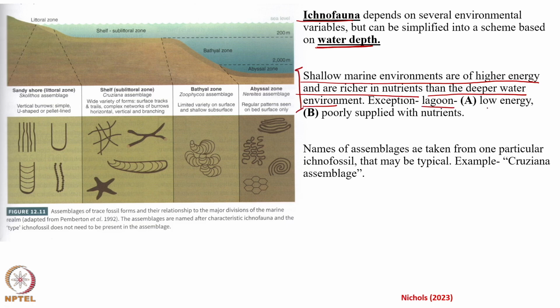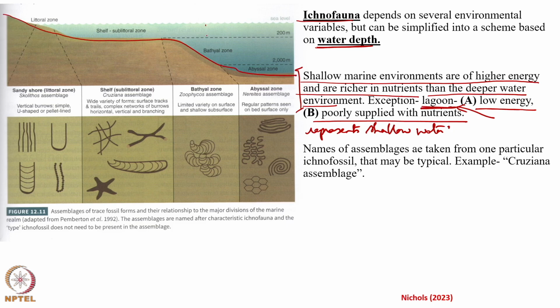The exception is the lagoon, which is a place of low energy and poorly supplied with nutrients, yet it is of the shallow water. It represents a shallow water regime. Even though in a lagoon it is a shallow water regime, it is a place of low energy, limited movement of water, and they are poorly supplied with nutrients, mostly cut off from water in other systems. Let us take a coastal area, say this is 200 meter depth and this is 2 kilometer depth. Below this lies the abyssal zone.